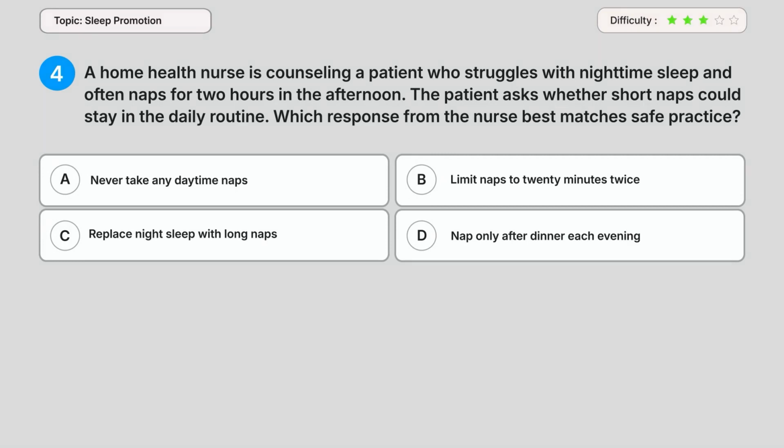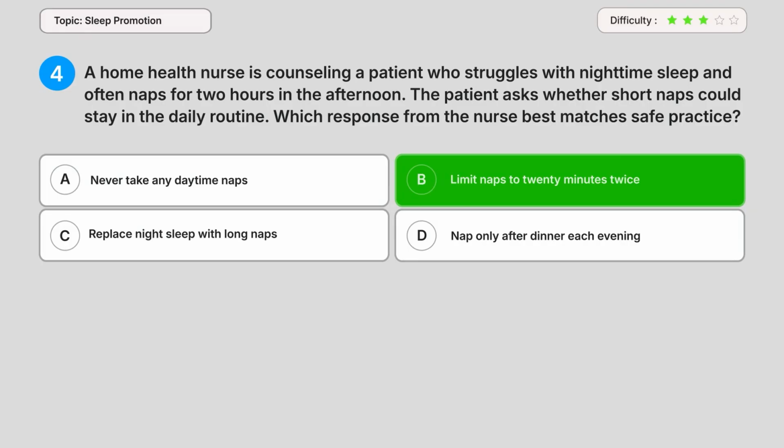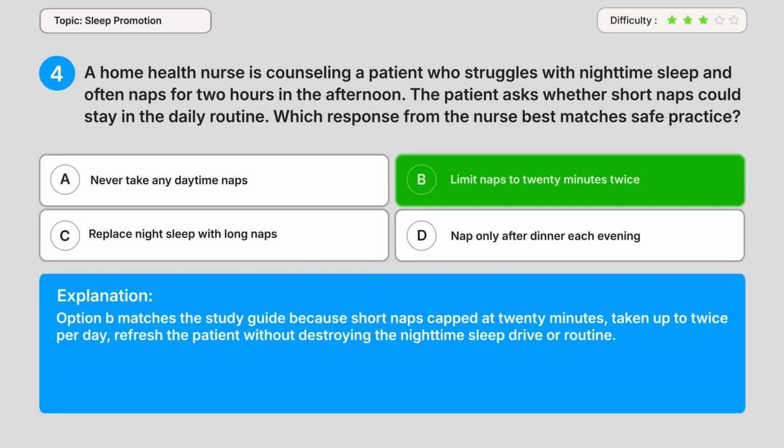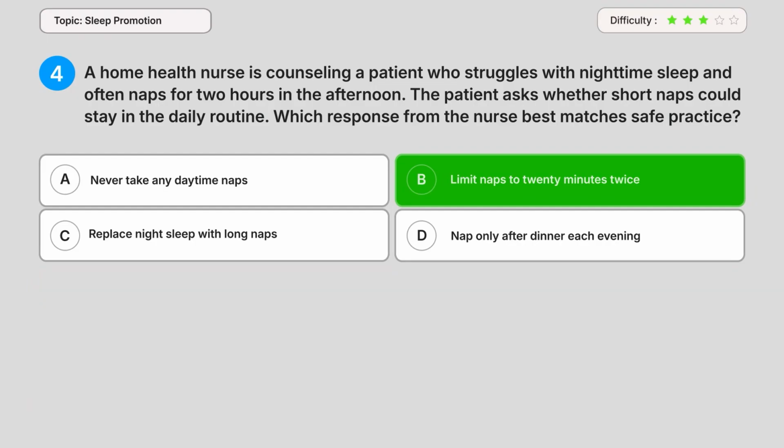Correct answer. B. Limit naps to 20 minutes twice. Option B matches the study guide because short naps capped at 20 minutes, taken up to twice per day, refresh the patient without destroying the nighttime sleep drive or routine.